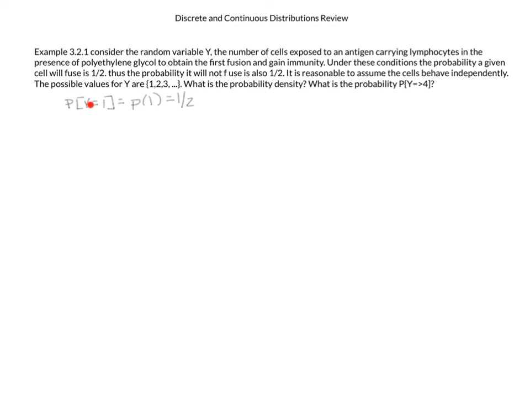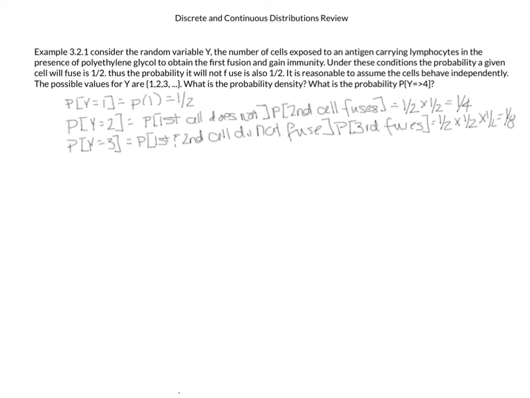We know the probability y equals 1, or our probability density, is equal to 1/2. They told us that. If we want the probability y equals 2, that means the first cell does not fuse, so it takes 2 cells before we get our first fusion. The first cell does not fuse, but the second one fuses. So the probability the first cell does not fuse is 1/2, times the probability the second cell fuses is 1/2, so we get 1/4. The probability y equals 3 is the probability the first cell does not fuse and the second cell does not fuse, but the third cell fuses, so that's 1/2 times 1/2 times 1/2. That's 1/8.